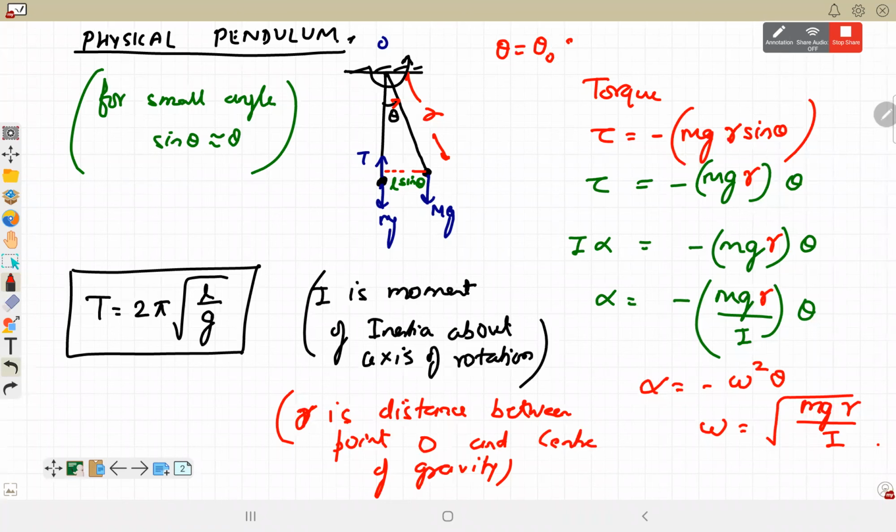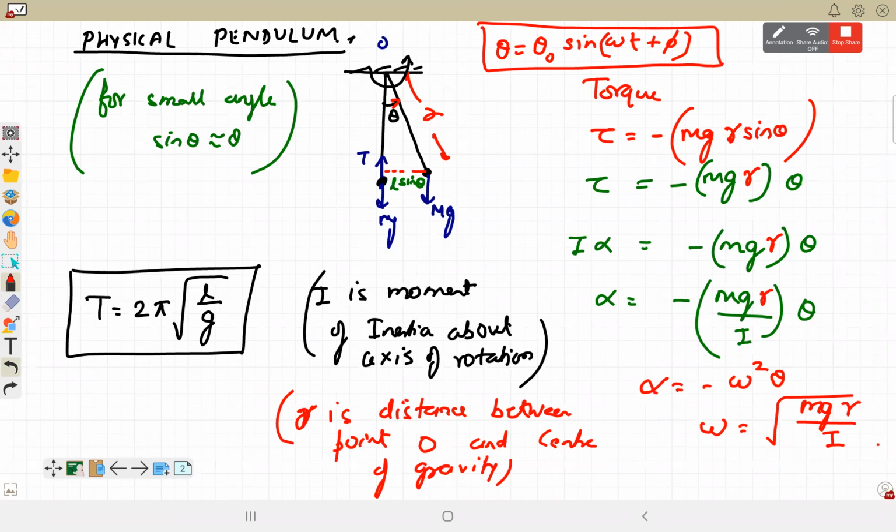Okay, so just like we write the equation for linear SHM as x equals a sin(omega t plus phi), similarly, for angular SHM theta will be theta naught sin(omega t plus phi), where theta naught is the maximum angular displacement.